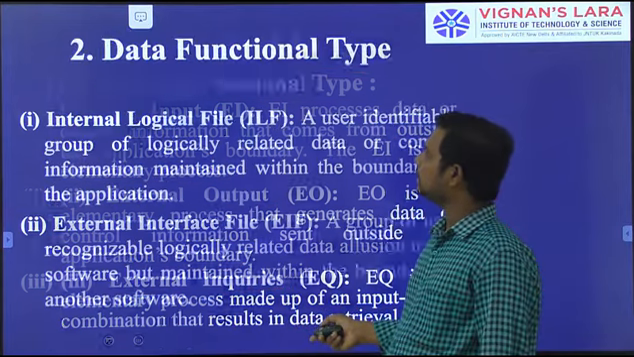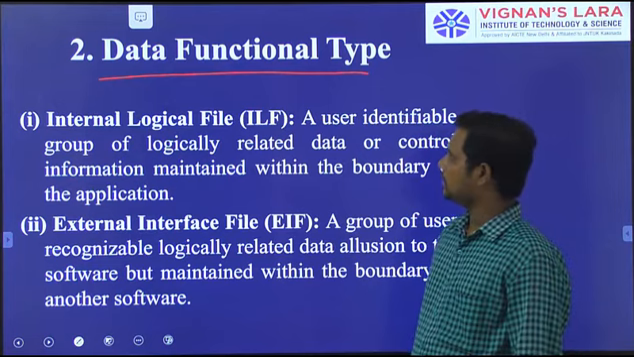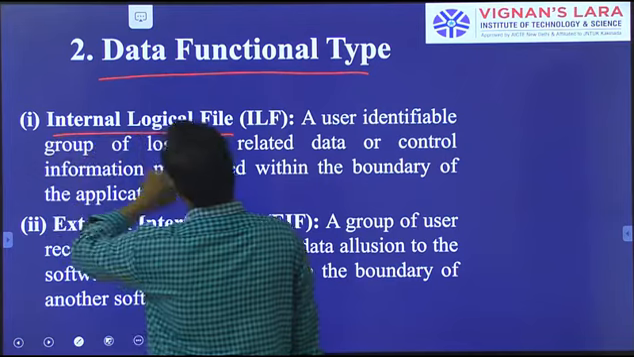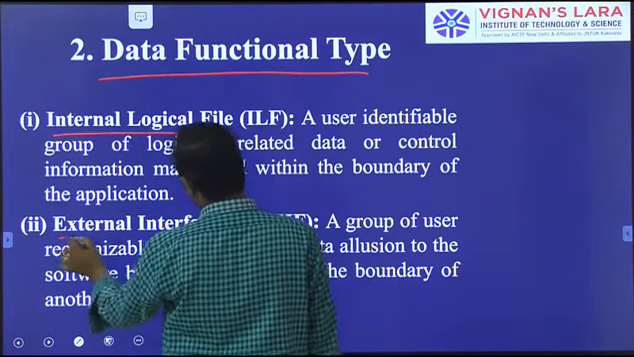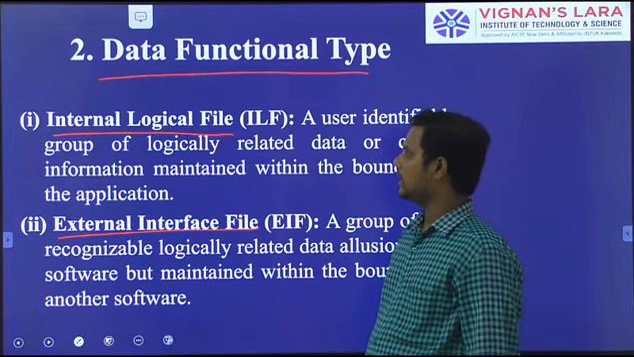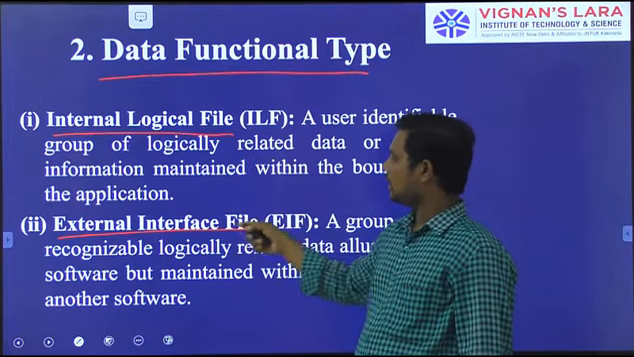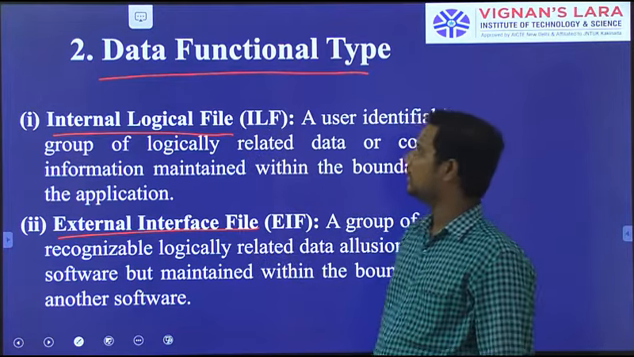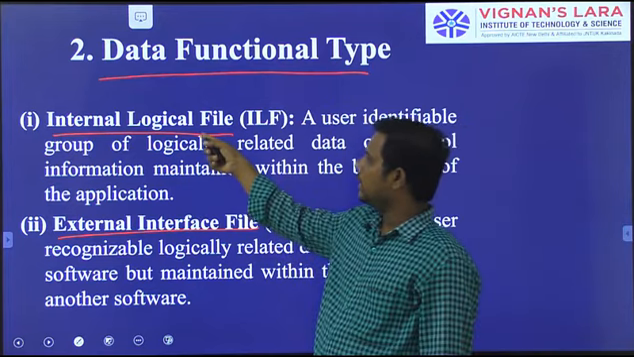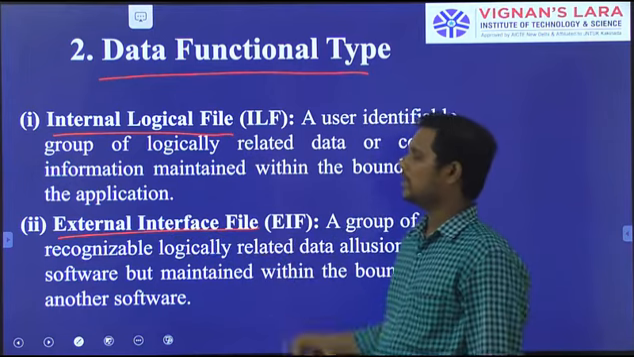Next, the second type is the data functional type. Here, two data functional types are there. The first one is internal logical file, and the second is external interface file. Both are different data functional types. What types of data functional types are there? Internal logical file and external interface file. Both are very, very important.